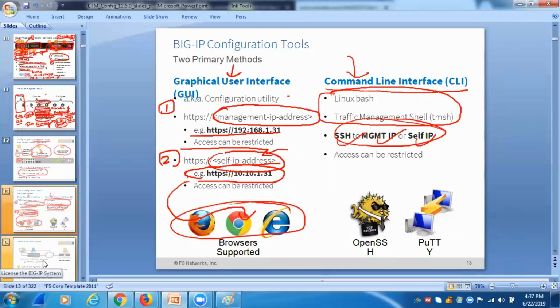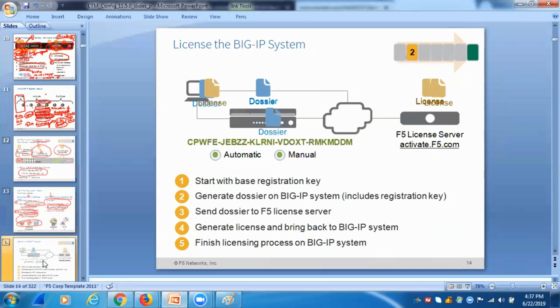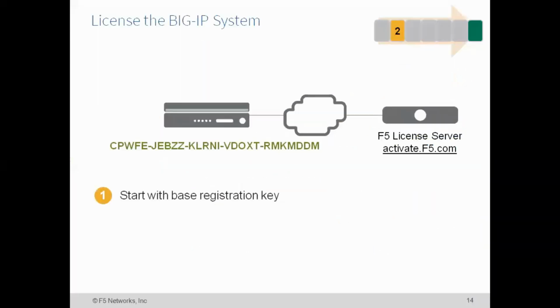Now let's move to the licensing part. Okay, now for the licensing part, first what we need to have is the registration key, or you can say licensing key. How do you get it? Let me show you.